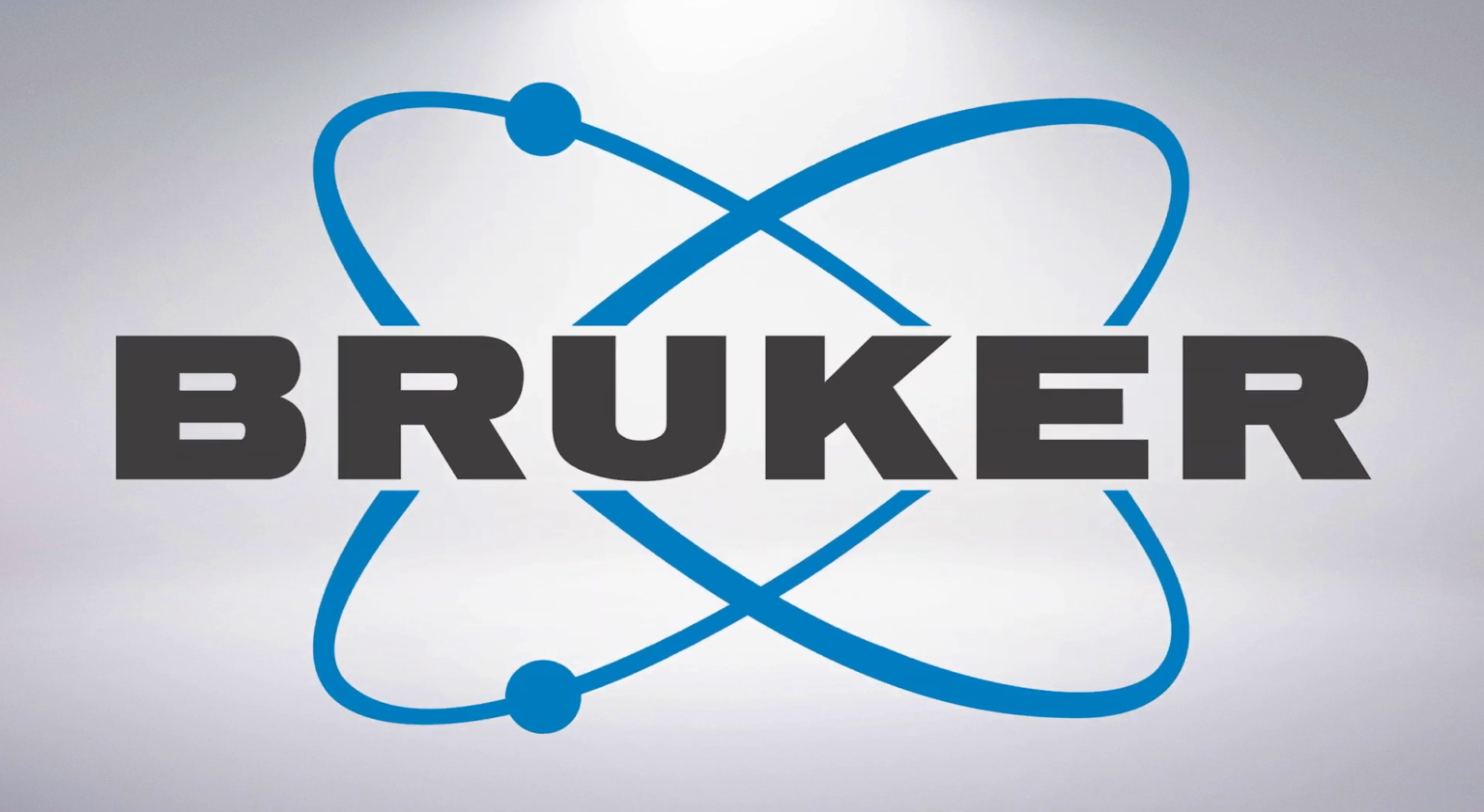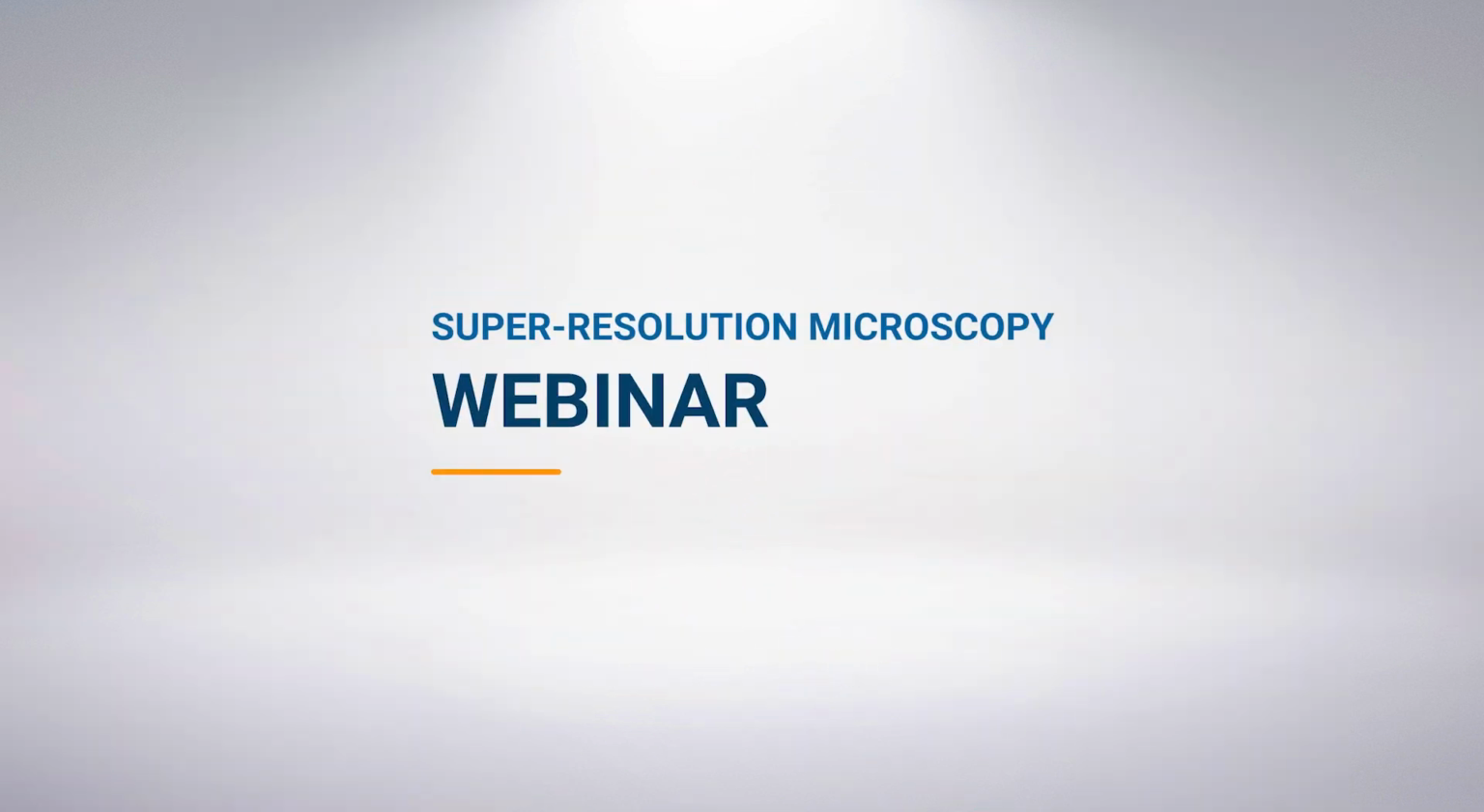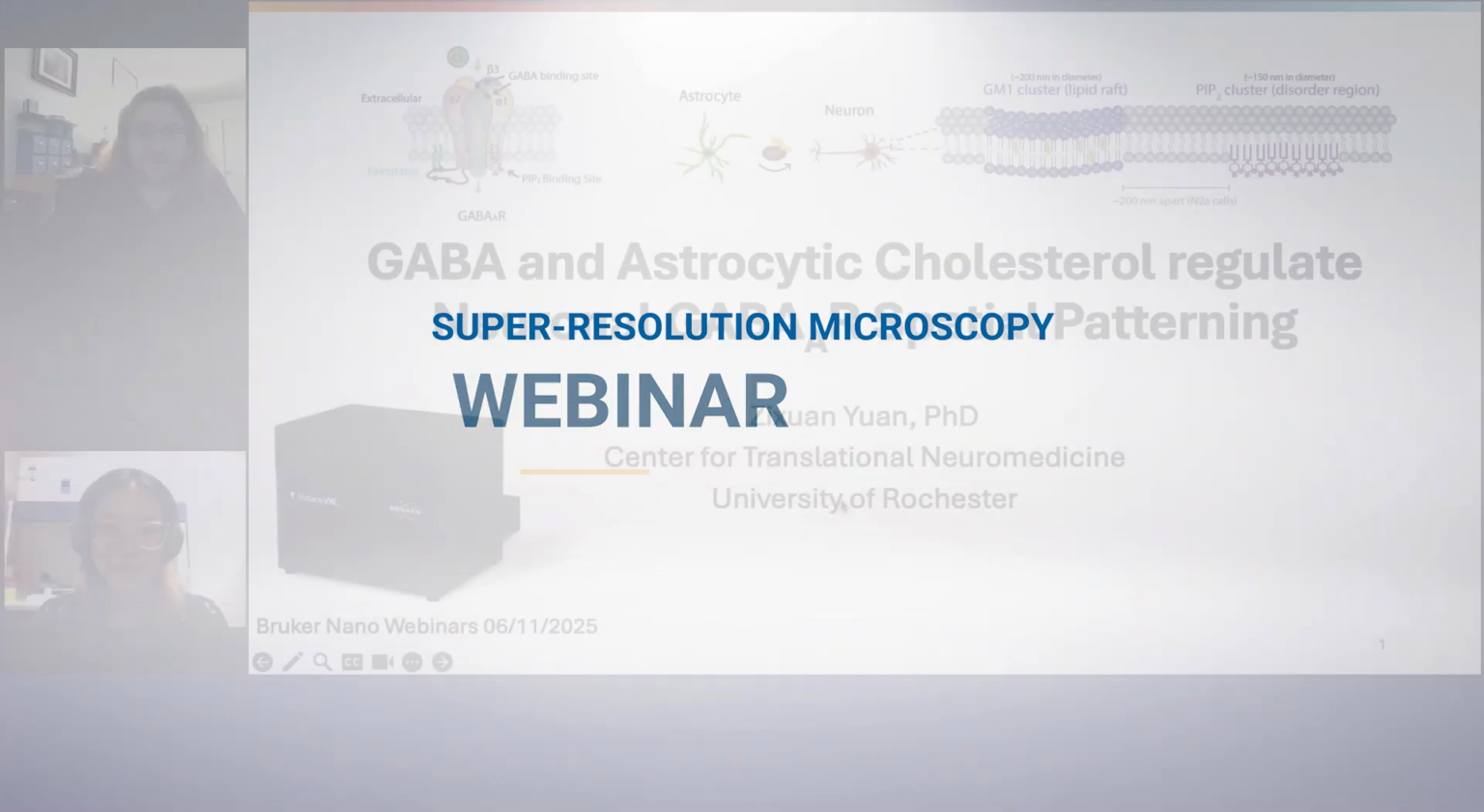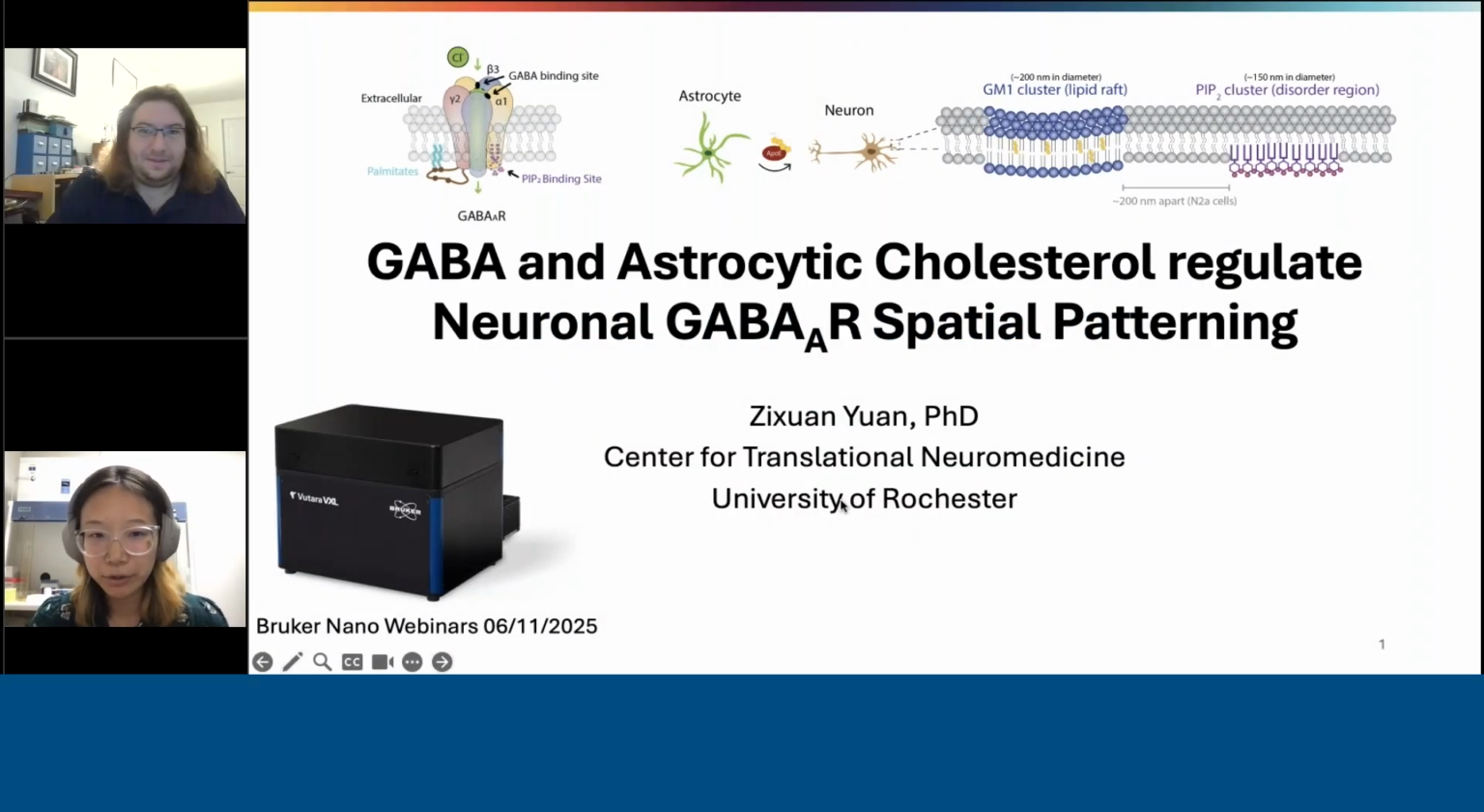So today I want to talk about how we used dSTORM to visualize the regulation of neuronal GABA-A receptors' spatial patterning with GABA and astrocytic cholesterol.